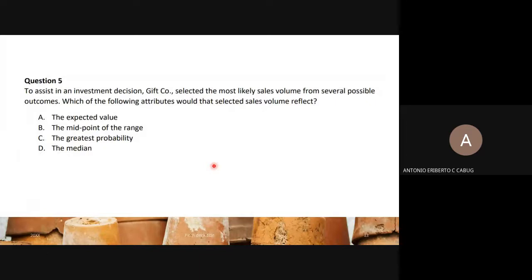Next. To assist in an investment decision, GIF company selected the most likely sales volume from several possible outcomes. Which of the following attributes would that selected sales volume reflect? Okay. I will give you 1 minute. Go.